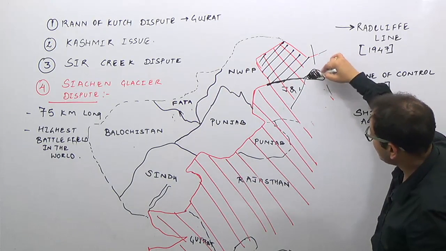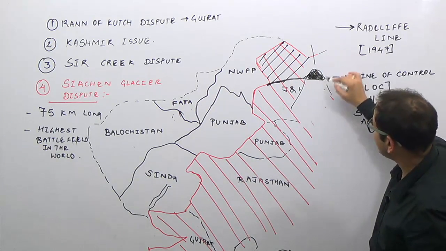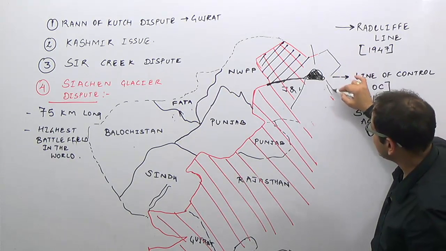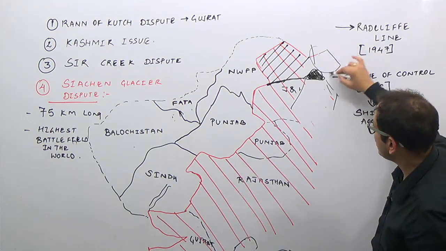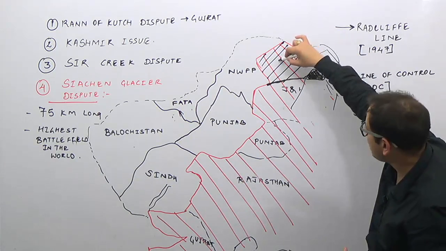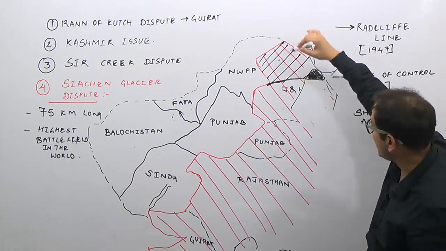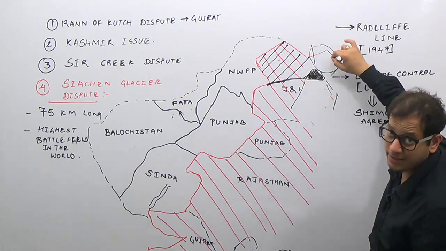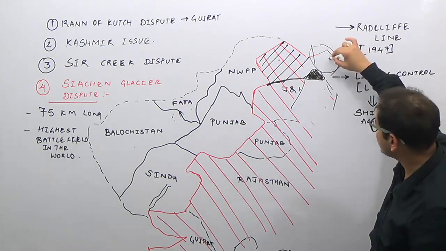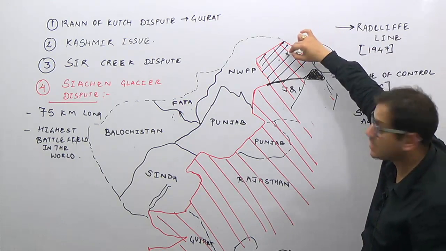This part is Pakistan occupied Kashmir, and this part of India is now the Aksai Chin region, which has been occupied by China. So here is Pakistan occupied Kashmir, and here is China occupied India, you can say. The Aksai Chin region is here, and Pakistan is here.